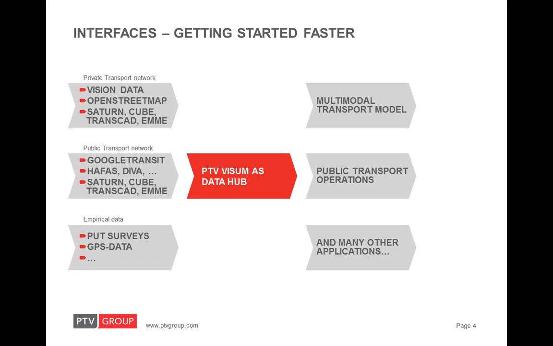In this webinar, we're going to focus on the left side of this picture. So we're going to focus on how we can get data into Visum. In particular, we will focus on OpenStreetMap for the private transport network and Google Transit Feed for the public transport network, because these two are available on the internet for your use.